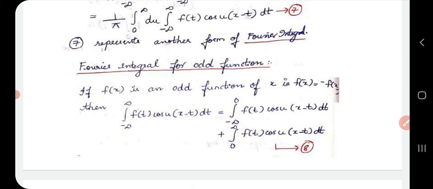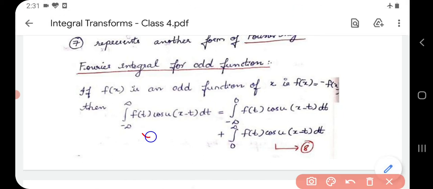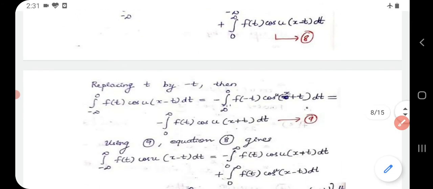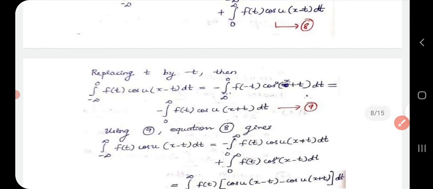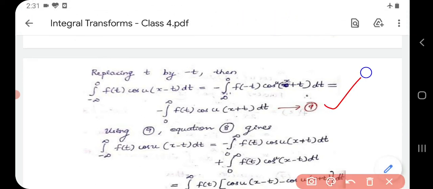If f of x is an odd function of x, we have already seen f of minus x will be minus f of x. Then this term, the integral from minus infinity to plus infinity of f of t cos u(x minus t) dt, can be split as minus infinity to 0, then from 0 to infinity, everything else kept as such. Equation 8. Now just replace t by minus t in the above expression and we will get equation 9. Now use equation 9 in equation 8. Then equation 8 will be of this form.